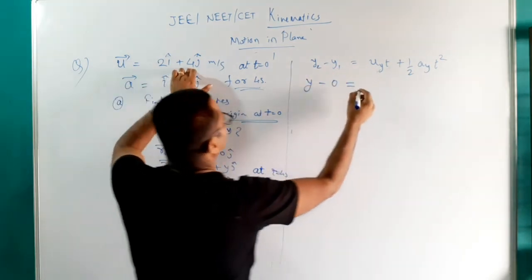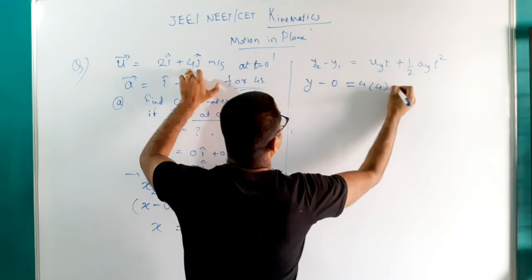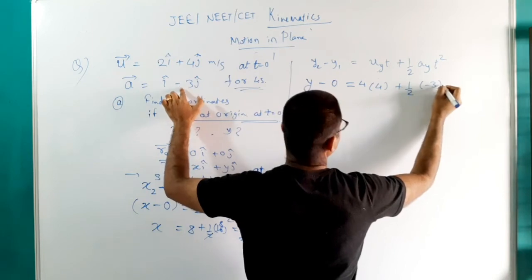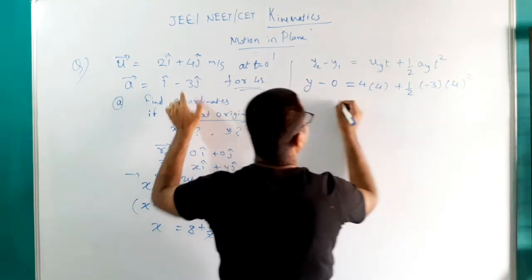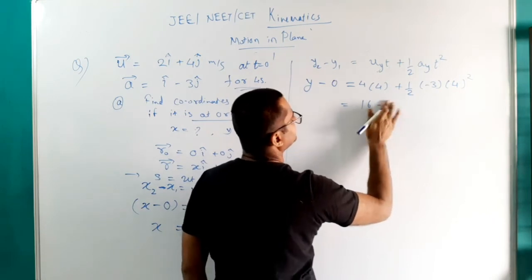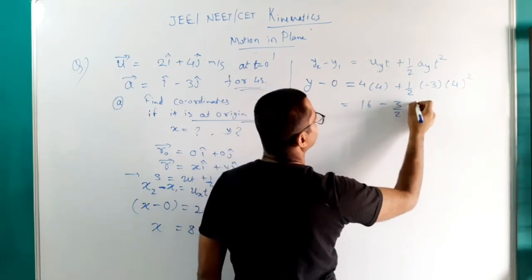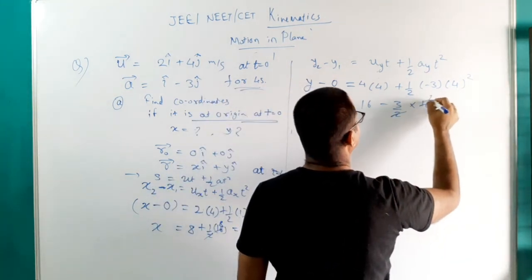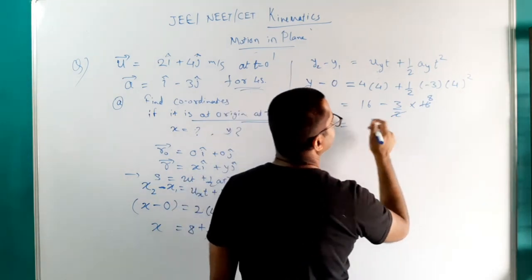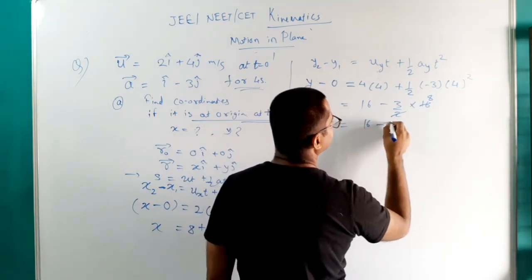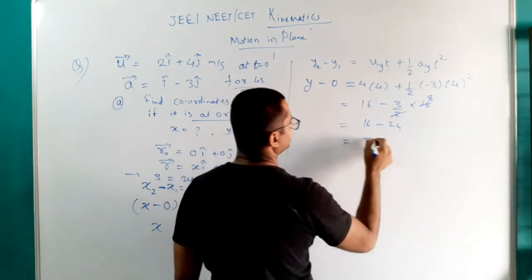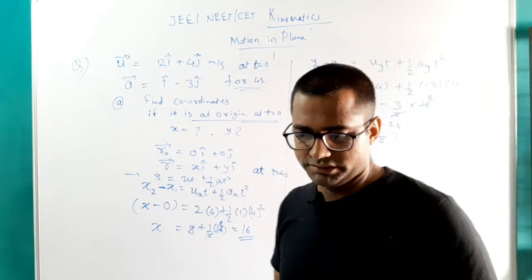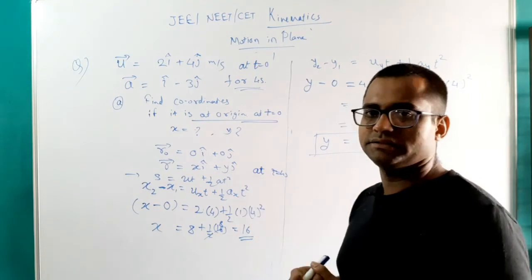Uy, the y component of velocity, is 4, time is 4 seconds, plus half, the y component of acceleration is minus 3. Remember to take this minus sign, and time is 4 and its square. So this will be 16 minus 3 by 2 into 16, so this will be 16 minus 24, which is minus 8. So the y coordinate is minus 8 after 4 seconds. So this is the answer of the first question.